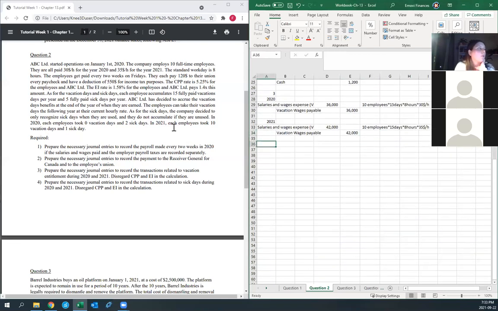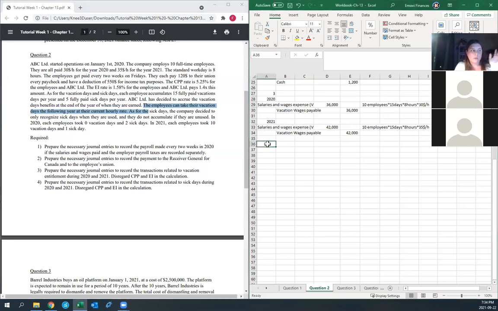Now, it says in the problem that in 2021, each employee took 10 vacation days. Because there's been a change to their current hourly rate, we're going to have to do some little math here, because their bank is at $30 per hour, but they're going to take it at $35 per hour, because the company says that the employees can take their vacation days the following year at their current hourly rate. So that means in 2021, they can take their vacation days at $35 per hour, even if their vacation bank is currently at $30 per hour.